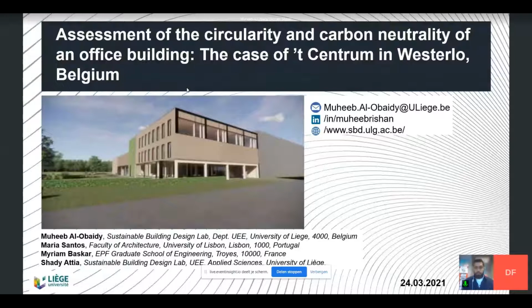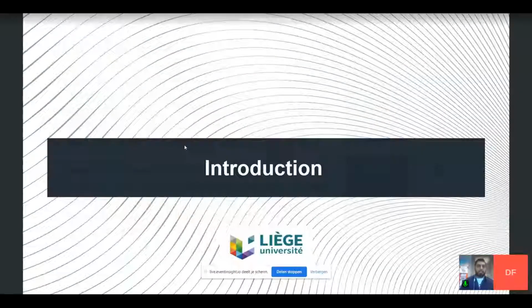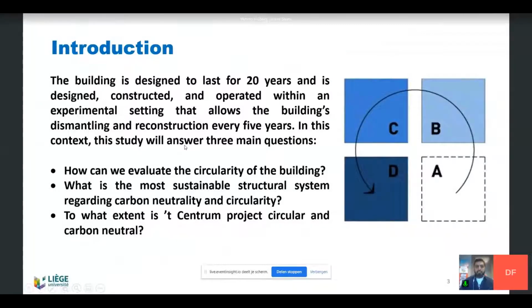Thank you, Prof. Shady Attia. My paper title is Assessment of the Circularity and the Carbon Neutrality of an Office Building, the case of Centrum in Westerlo, Belgium. This building is designed to last for 20 years, and it is designed, constructed, and operated within an experimental setting that allowed the building's dismantling and reconstruction every 5 years.